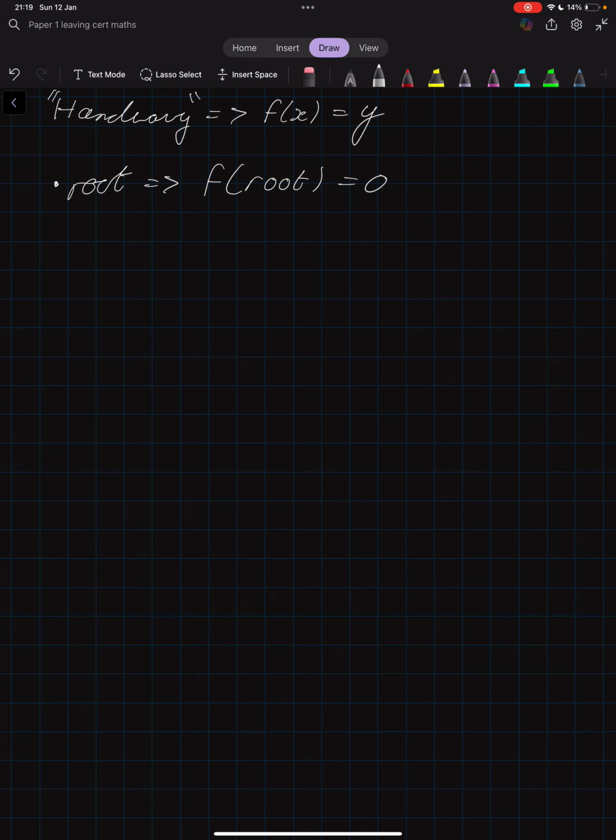So, for example, a root of x squared is x equals 0. Why? Because if I sub 0 into x squared, I get 0. And therefore 0 is a root. Okay? Alright, is there anything else I really care about here? I don't think so. Okay.